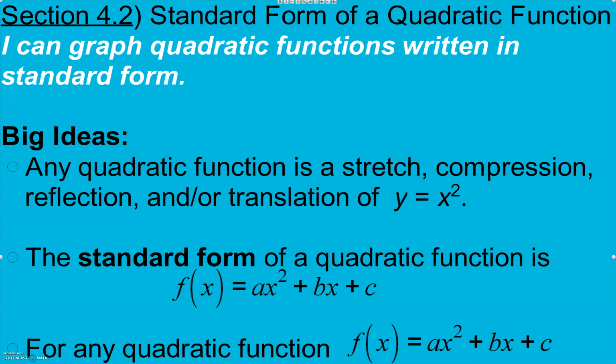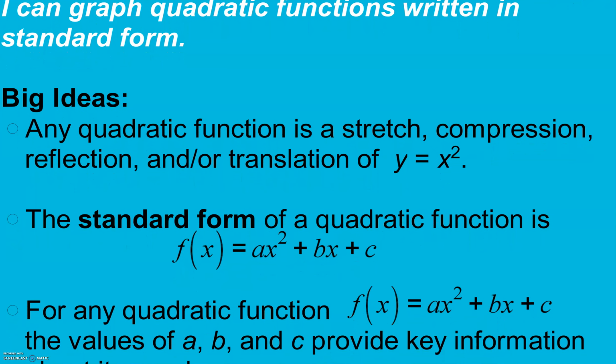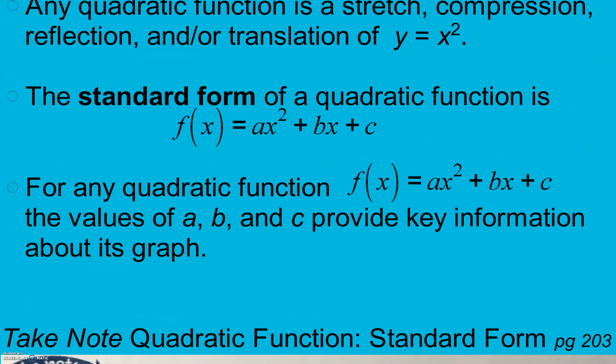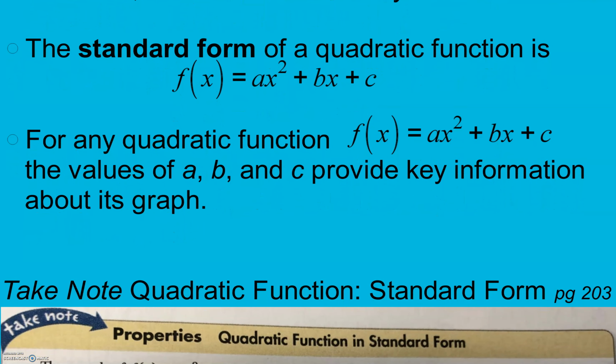Section 4.2 is the standard form of a quadratic function. I can graph quadratic functions written in standard form. Big ideas here. Any quadratic function is a stretch, compression, reflection, and/or translation of the parent function y equals x squared. The standard form of a quadratic function is f of x equals, or y, ax squared plus bx plus c. For any quadratic function, f of x equals ax squared plus bx plus c, the values of a, b, and c provide key information about its graph.